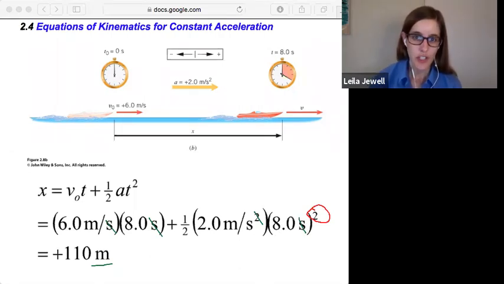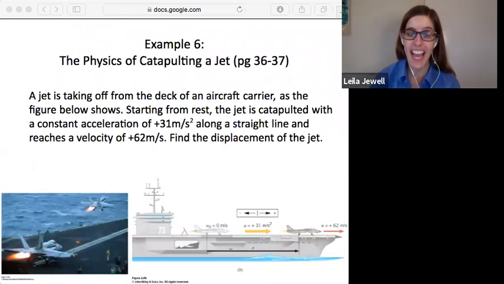So that gives us one example of using these kinematic equations. Let's look at one more, just so we can get a little more experience. The physics of catapulting a jet, which just that sentence is amazing in itself. I hope you appreciate that. Like, picture this, wow. So a jet is taking off from the deck of an aircraft carrier, as the figure below shows. Starting from rest, the jet is catapulted with a constant acceleration of 31 meters per second squared along a straight line and reaches a velocity of 62 meters per second. That's pretty quick. Find the displacement of the jet.